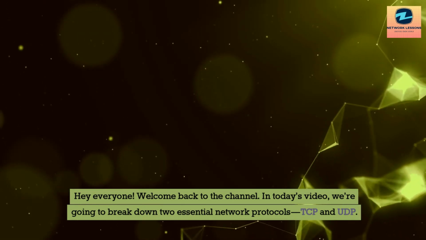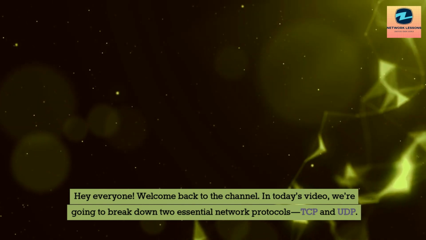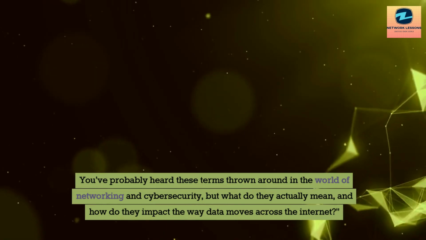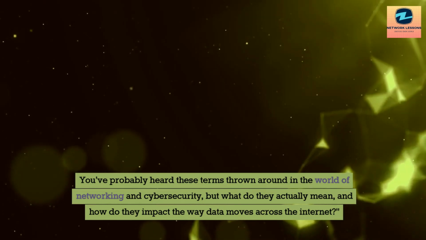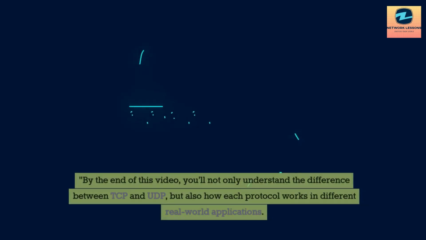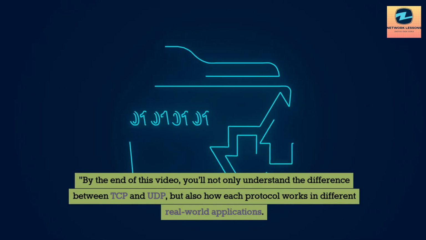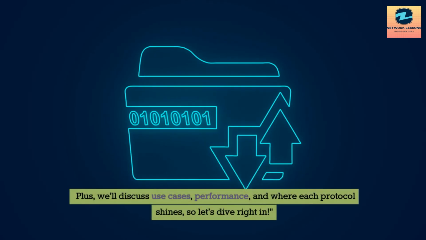In today's video, we're going to break down two essential network protocols, TCP and UDP. You've probably heard these terms thrown around in the world of networking and cybersecurity, but what do they actually mean, and how do they impact the way data moves across the internet? By the end of this video, you'll not only understand the difference between TCP and UDP, but also how each protocol works in different real-world applications. Plus, we'll discuss use cases, performance, and where each protocol shines. So let's dive right in.